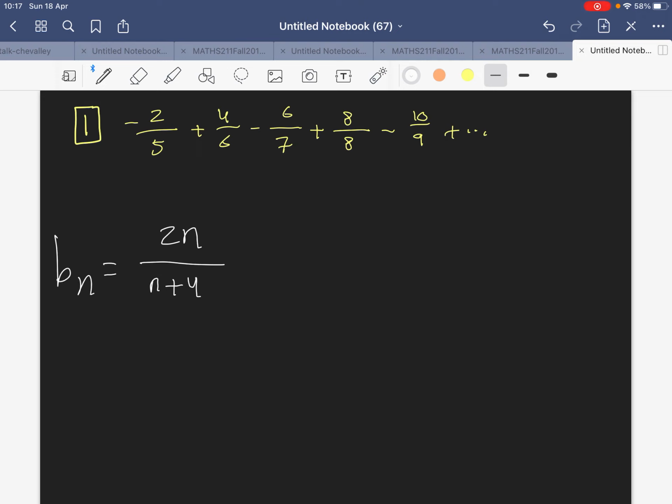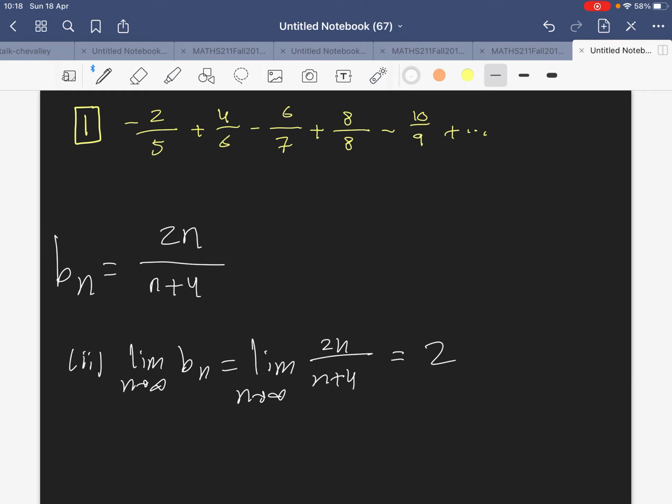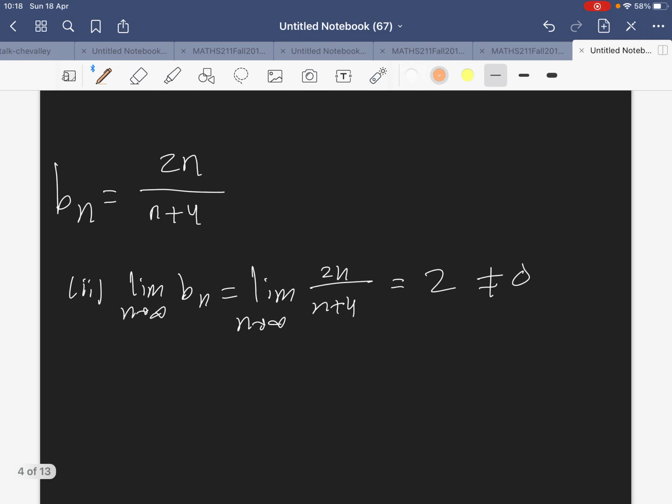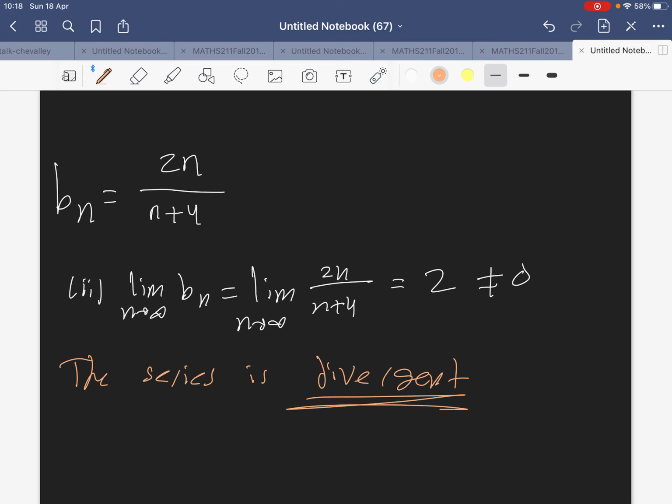And now if you apply the alternating series test, the limit will not be equal to 0. I think the answer will actually be 2 instead of 0. So what can you say about the series? It is divergent by the test for divergence.